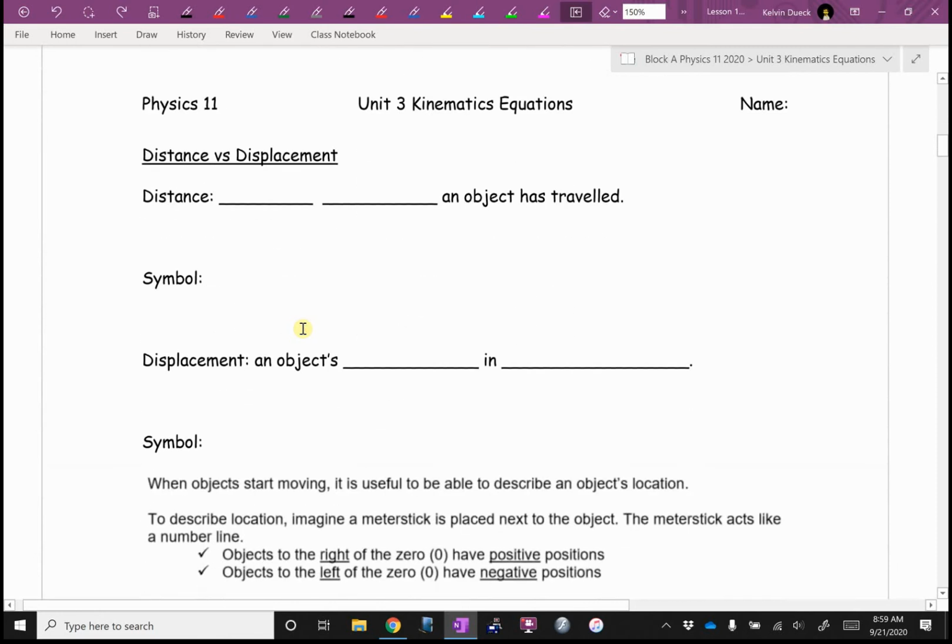So we want to talk about distance versus displacement. Distance is how far an object has traveled, and it's a scalar.